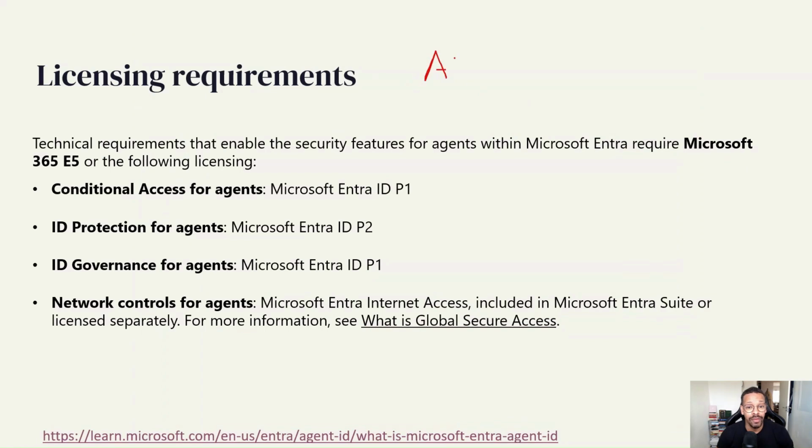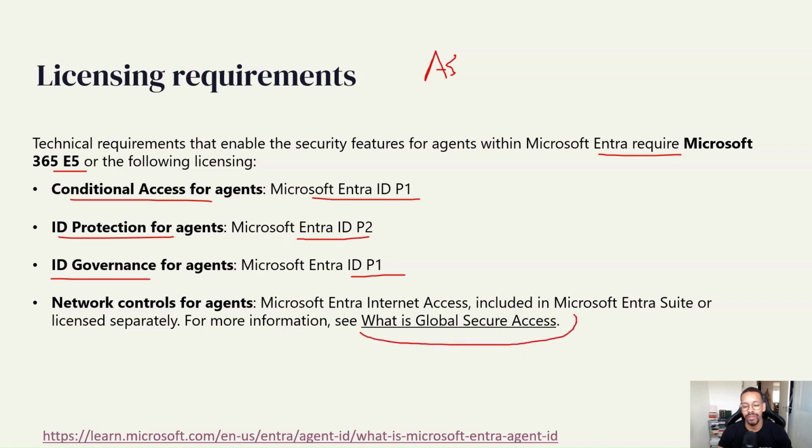For the Agent 365, this is for A365, you have the technical requirements, and Microsoft says that you require at least E5 or the following licenses. So you can have for conditional access for agents, Entra ID P1, and for ID protection for agents, you need Entra ID P2, and for ID governance for agents, you need Entra ID P1. And for network control for agents, you need Entra Internet Access, and you will also need to turn on Global Secure Access in the Microsoft Entra suite. So these are the requirements.